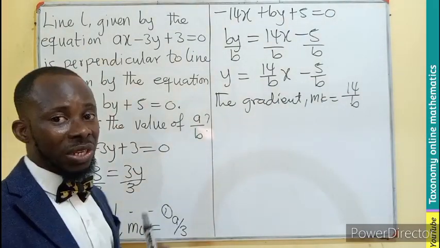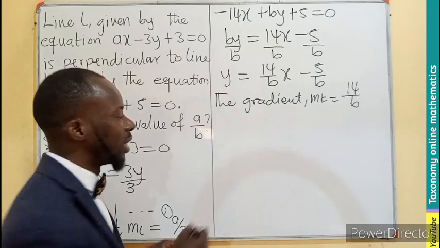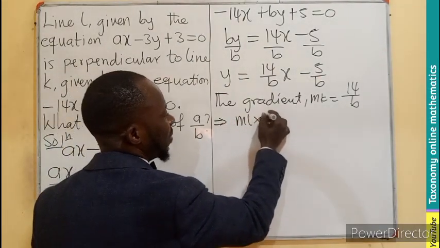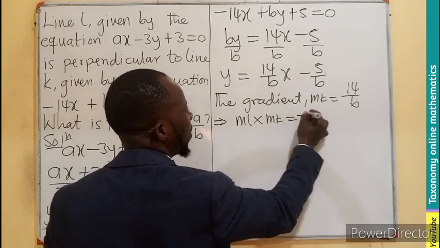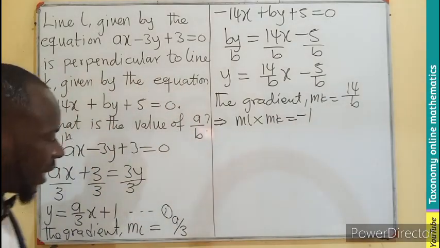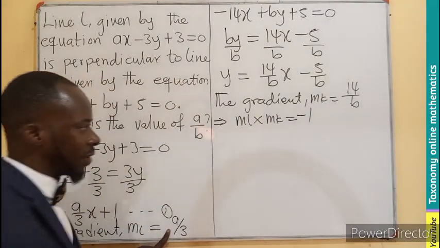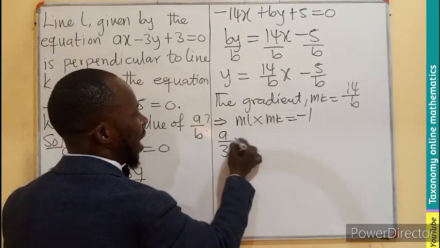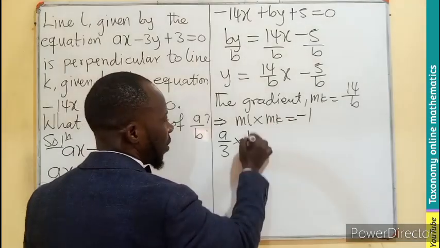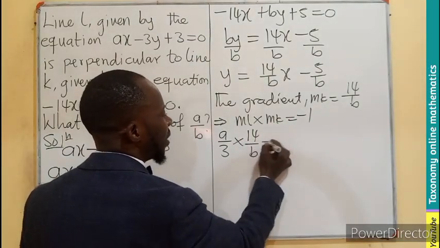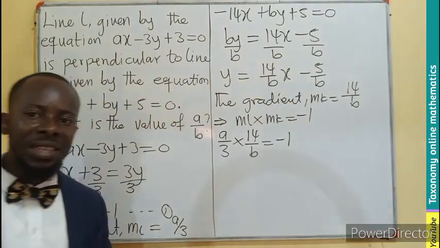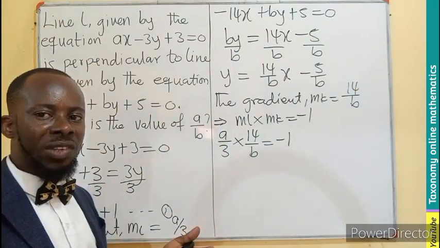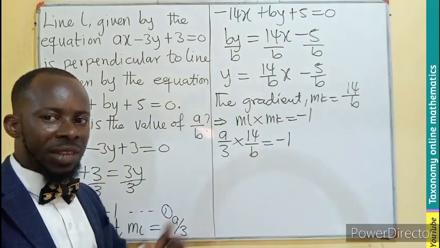So what is the connection between them since they are perpendicular? That implies that gradient L times gradient K gives us negative 1. And what is gradient L? That is a over 3 times gradient K, 14 over b. That will give us negative 1. You can see that a will multiply 14 to give us 14a, 3 times b, 3b.